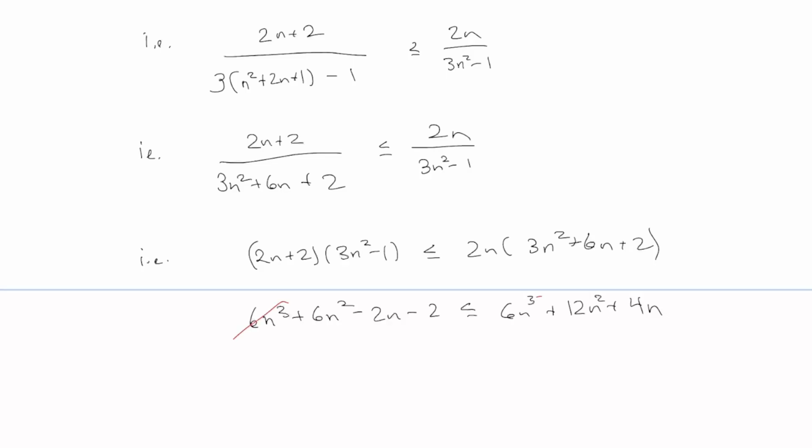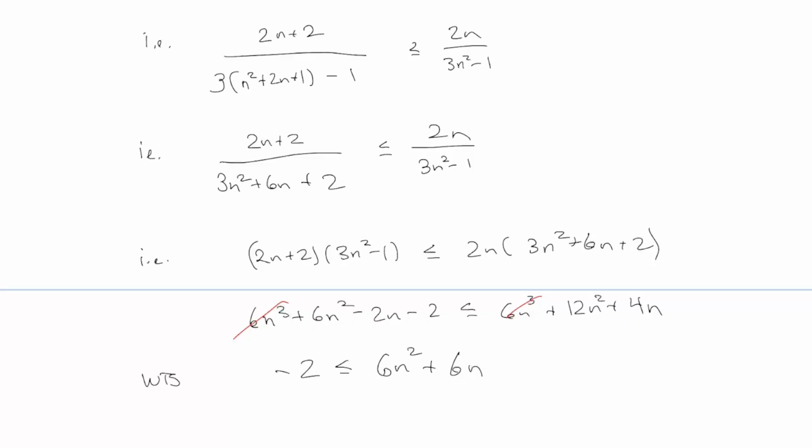I can, first of all, just straight up cancel those on both sides. What's left? I have 6n squared on the left, 12n squared on the right. Maybe I will put all the n's on the right side and leave the -2 on the left side. So this will say -2 less than or equal to, on the right side, 12n squared. I'm going to subtract 6n squared, so it becomes 6n squared. And then I had 4n on the right, and I'm going to add 2n, so it becomes 6n. This is what I was looking for. This is what I want to show, all right?